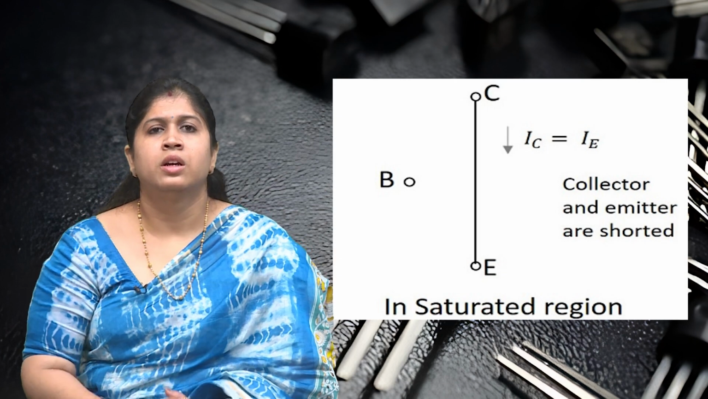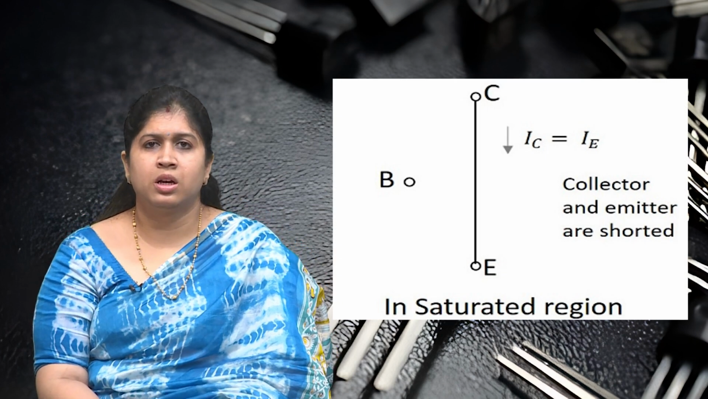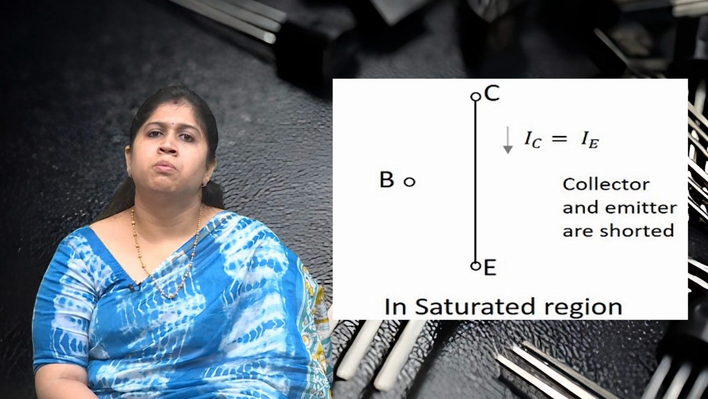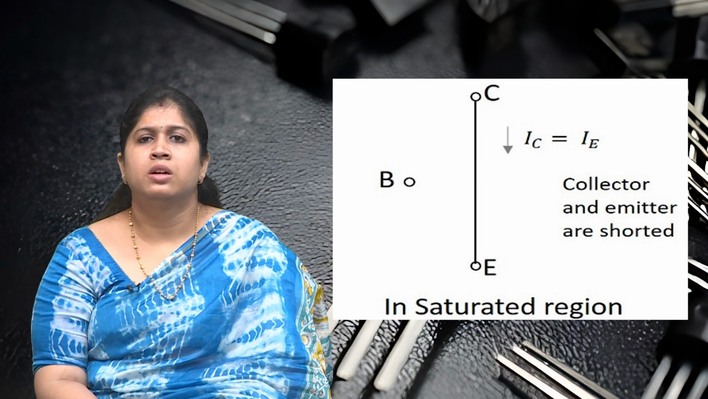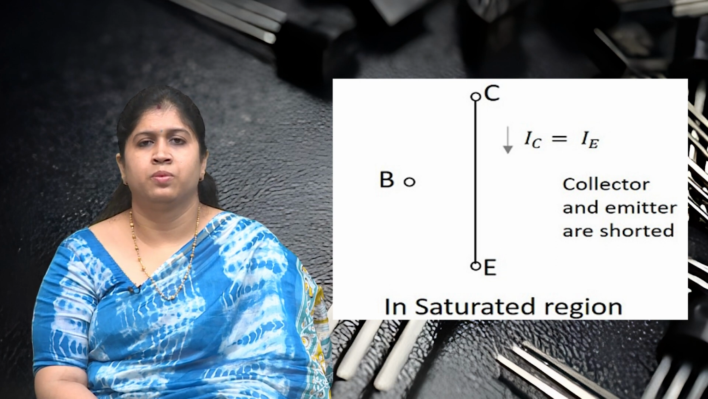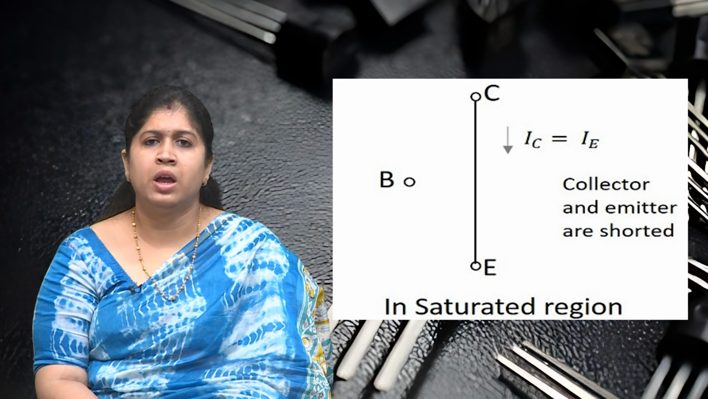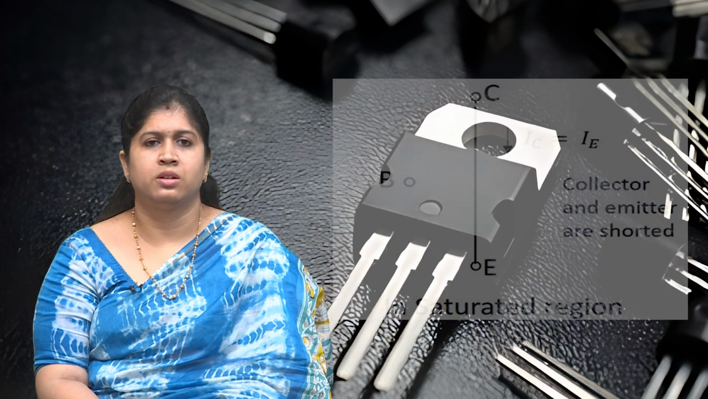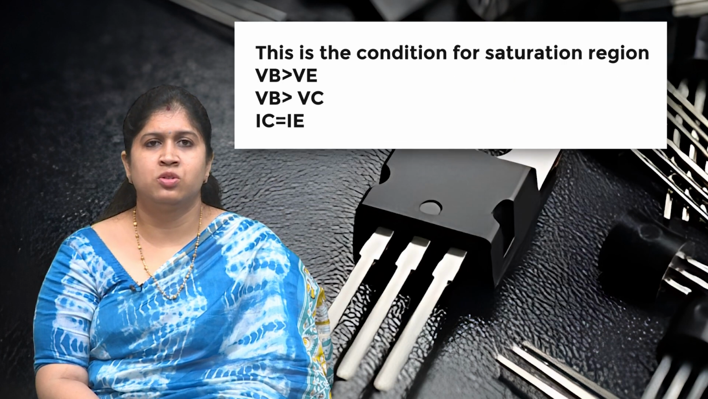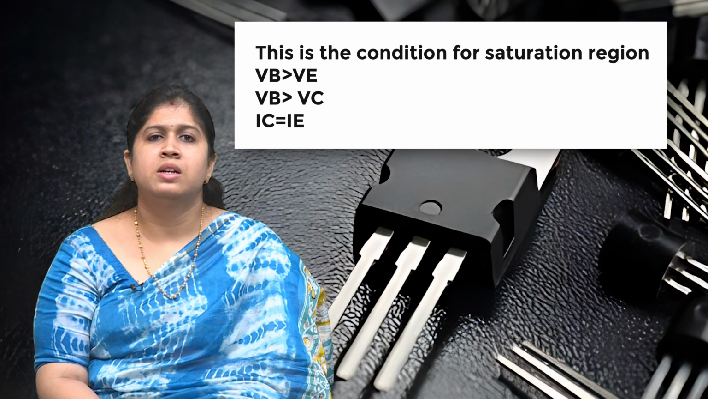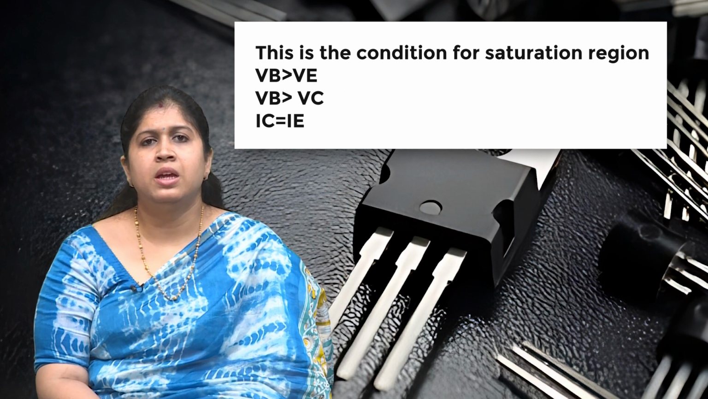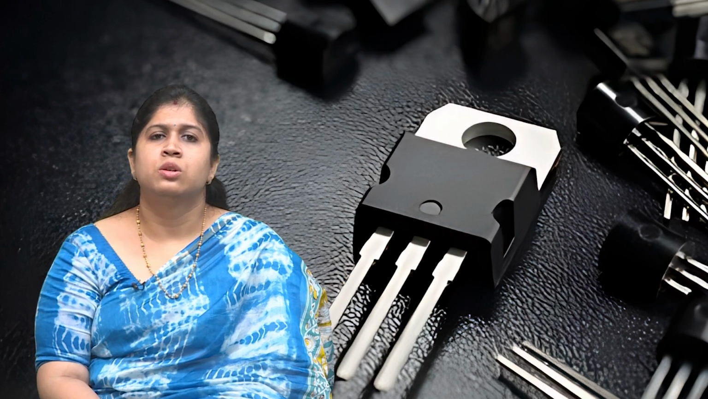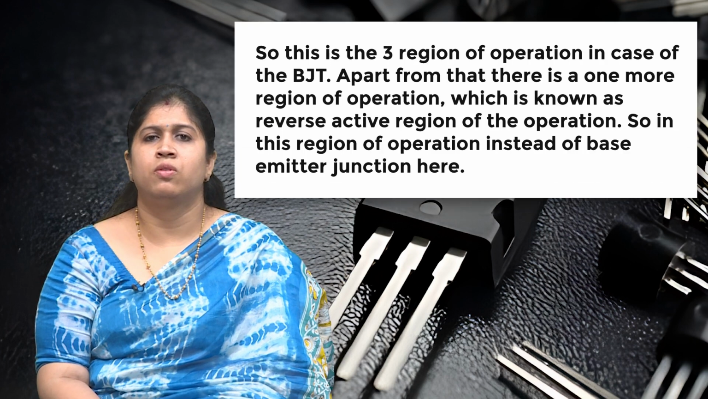In this figure, in the saturated mode, the collector and emitter are shorted internally because there is no depletion region. IC equals IE. This figure shows the collector and emitter are shorted. In this condition, for the saturation region, VB is greater than VE, VB is greater than VC, or IC equals IE. So, these are the three regions of operation.